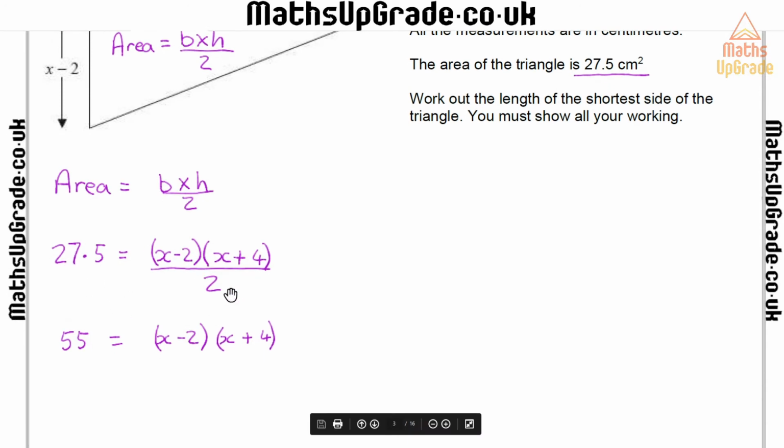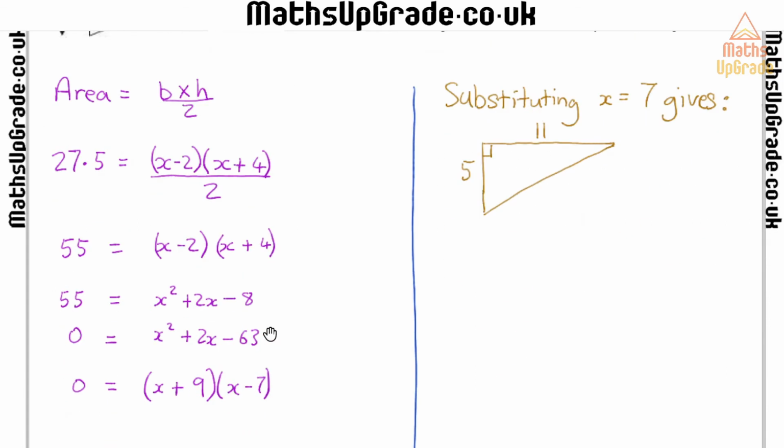What I'm going to do here, I'm just going to neaten this up a bit. I'm going to get rid of this denominator by multiplying by 2 on this side. So I need to multiply by 2 on this side. That gives me 55 equals x minus 2, x plus 4. All I'm going to do now is expand the brackets and then form the quadratic by subtracting 55 from both sides to make the equation equal 0. I can factorize this since 9 and negative 7 are both factors of negative 63, which add to give 2.